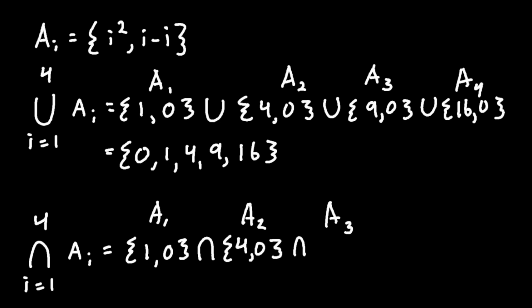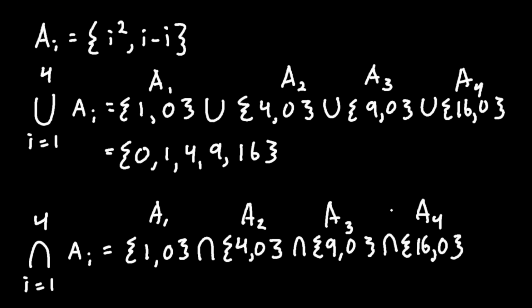Intersection A of 3, 9 comma 0. And the intersection of A of 4, 16 comma 0. Right? In order to find the intersection of all these, we just need to find the value that they all hold similar. So this one has a 1, but no other set has a 1. So ignore the 1. But what about 0? Well, every set has a 0.